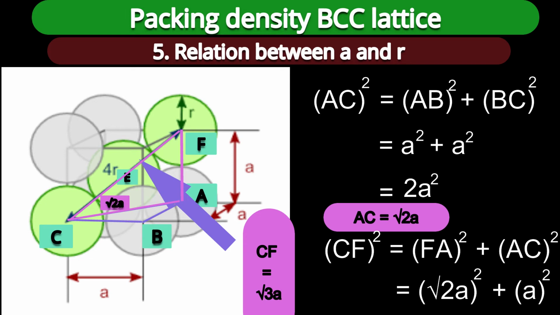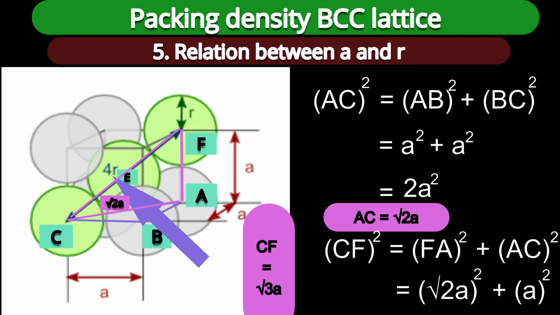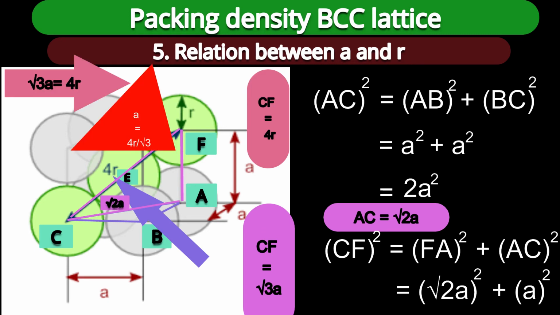And what is CF? It is the connection between three spheres. So if you start from one of the spheres, say C, it is the radius of atom C, the diameter of atom E, and the radius of atom F. So in total how many radii are there? 4. So CF is equal to 4r. And what is CF? Root 3 a. So root 3 a is equal to 4r is the relationship. If you simplify, a is equal to 4r upon root 3. Remember this formula. That will help you to solve the numericals.